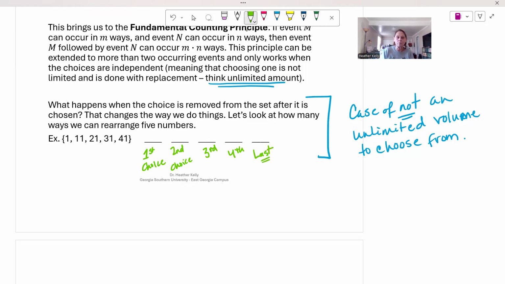Okay. Now, if we have these five numbers, how many choices do we have for the first number? The first one we choose? Well, we could choose any of them, right? So the first number, we can choose five.